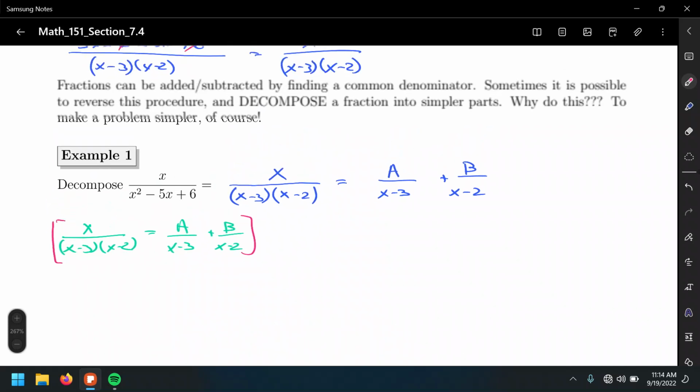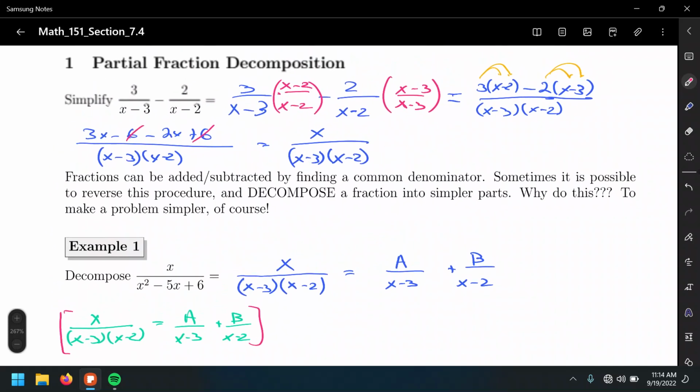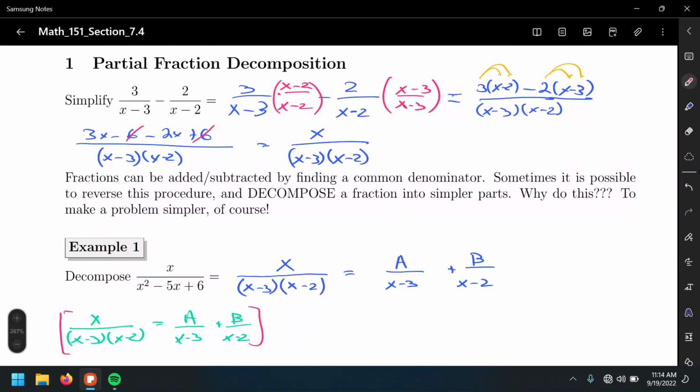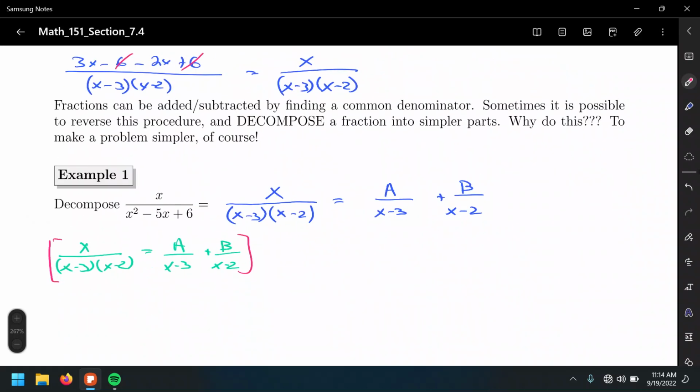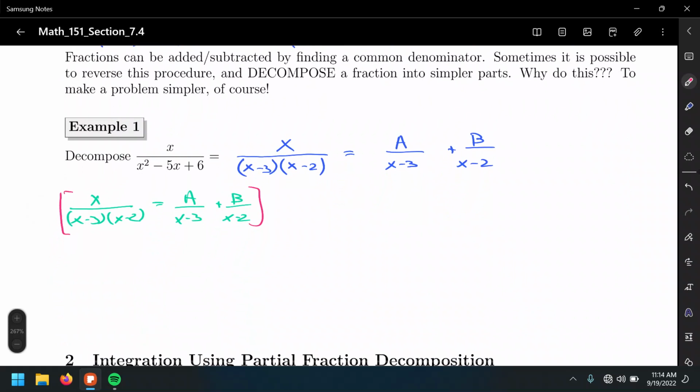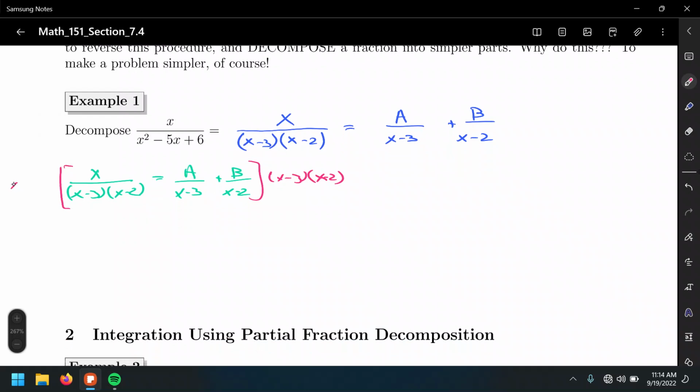What's the least common denominator? The least common denominator will be an expression that will divide out both the x minus 3 and the x minus 2 at the same time. In this case, the product of these two factors, x minus 3 times x minus 2, will do the work for us.